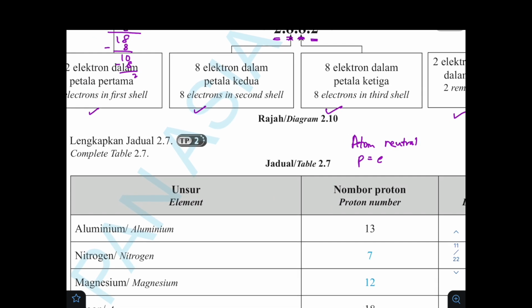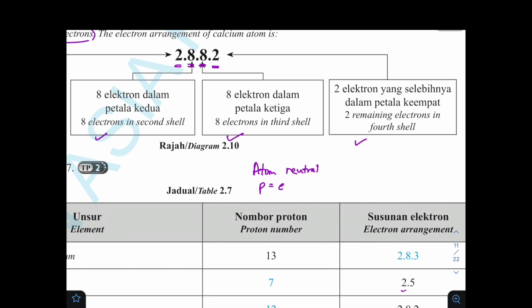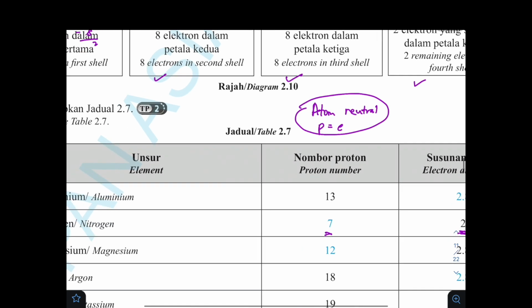For nitrogen, dia dah bagi kat sini, electron arrangement is 2.5. So, how do we find the proton number? Ingat balik, for atom neutral, the number of protons is equal to the number of electrons. When you know the number of electrons, you know the number of protons. The electron arrangement is 2.5, so the number of electrons is 7. So the proton number is 7.